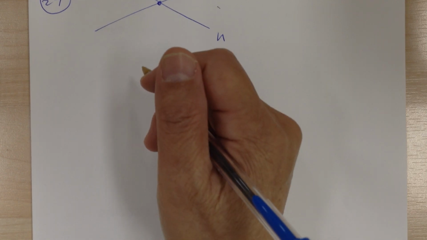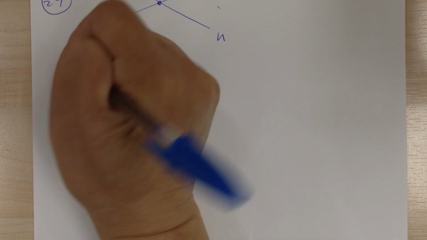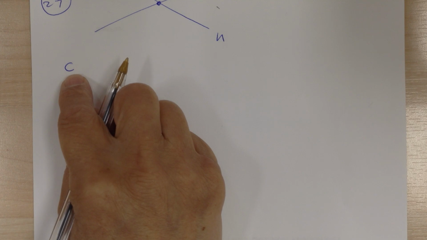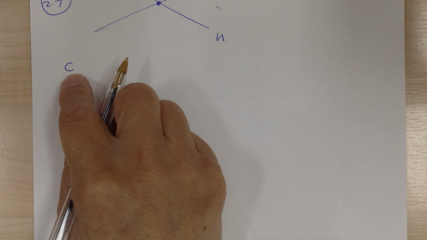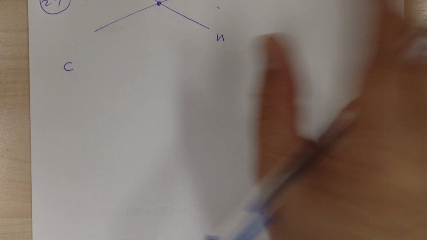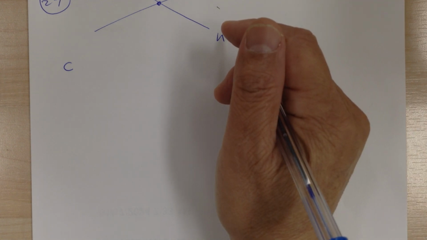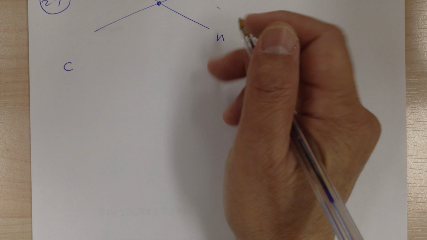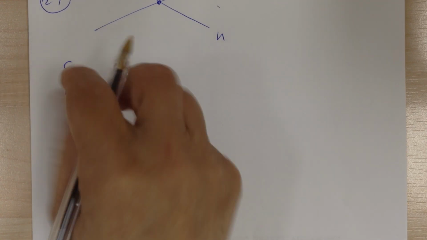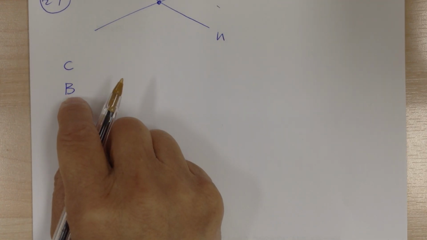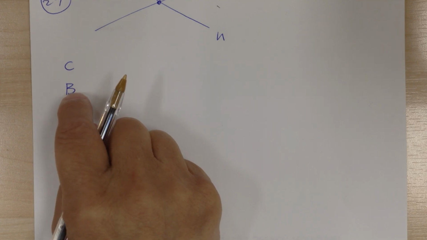So first you have to start with the assumption. So C comes first: assume that there are 2 points, P and Q, where M and N intersect. You assume that there are 2 points where the two lines intersect. And then the next step would be: then there are 2 lines, M and N, through points P and Q.